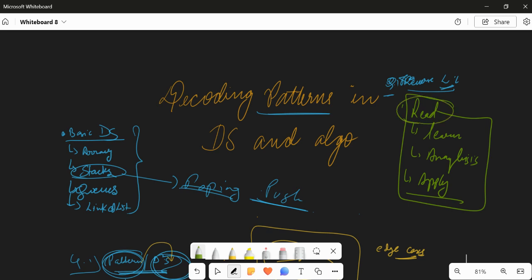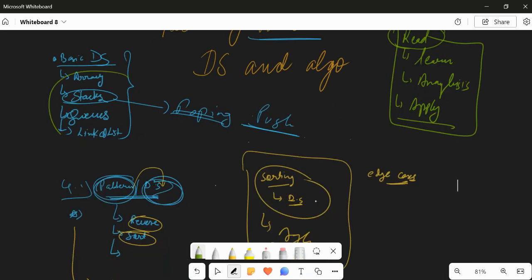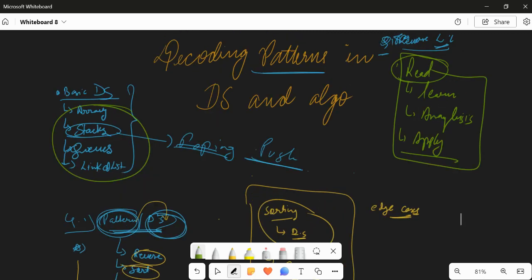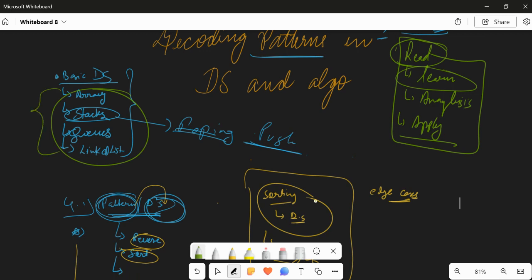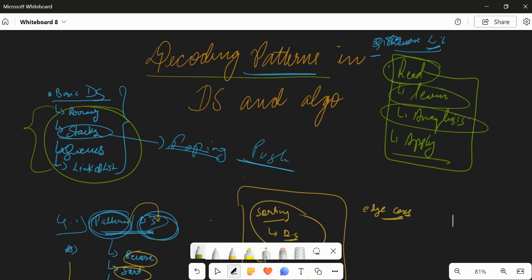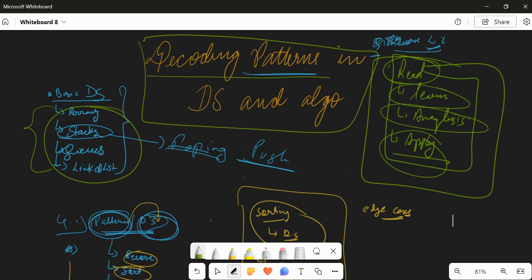First we will focus on reading. Reading means learning the basics of these four data structures. Then we are going to spend some time on learning. Learning means handling these four data structures in an efficient manner. Then we are going to analyze. Analyze means decode the patterns which involve these four data structures, and then apply. Then we will solve some standard problems, right? All our learning curve will be on these four parameters only. So get your bag, start with me, and let's decode some patterns in these algos.